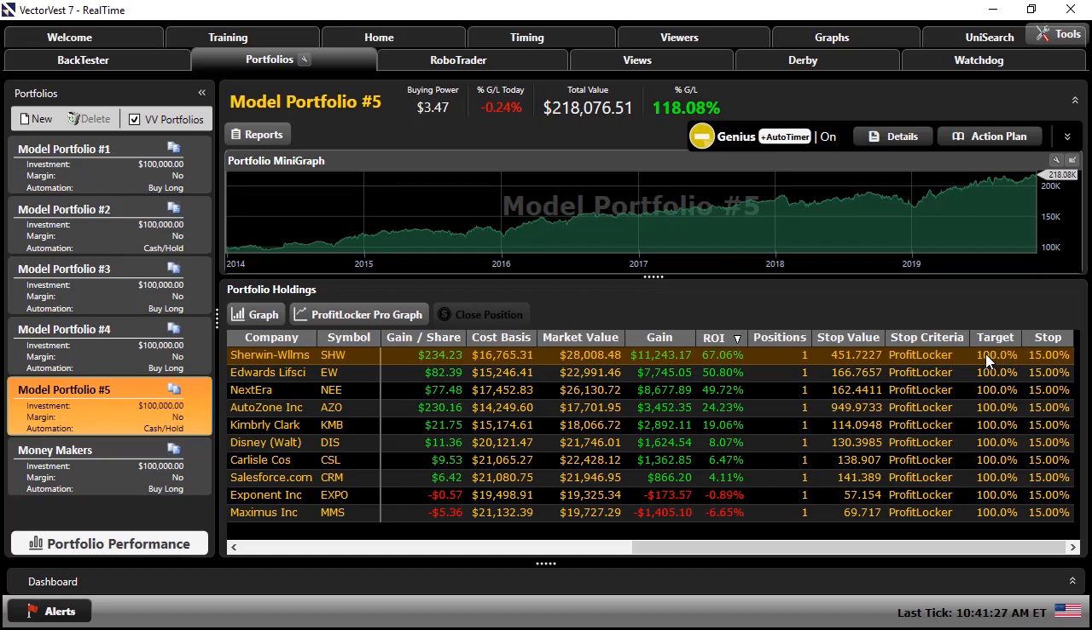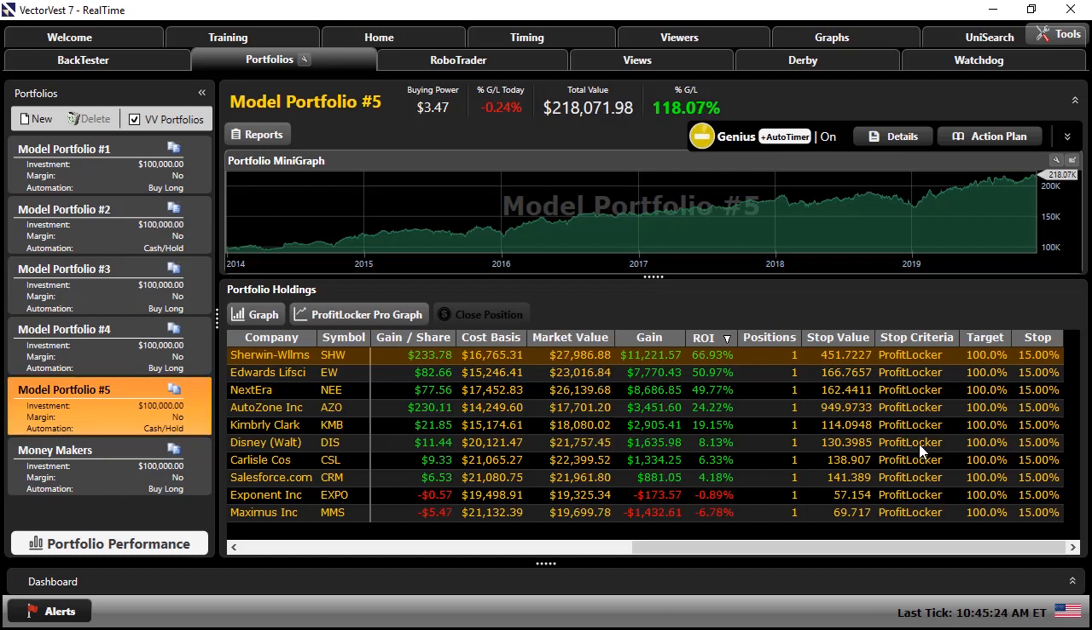Also note that by scrolling over to the right hand edge, we see the applied stop criteria and the current stop value for that stop regimen. This is the value that I can place with my brokerage if I choose. I could also choose to have the system send me an alert when that particular stock has met its stop criteria.